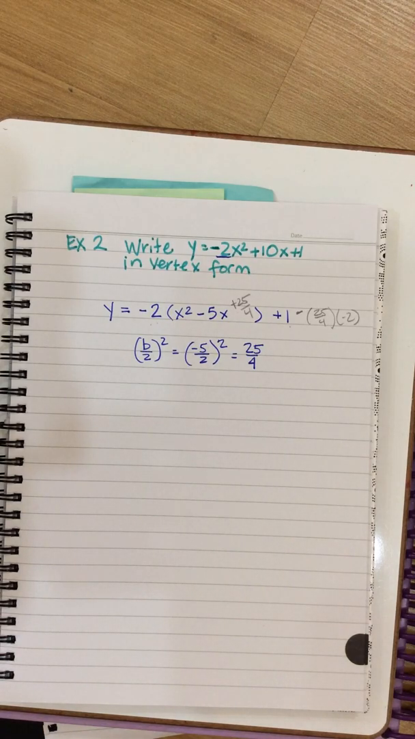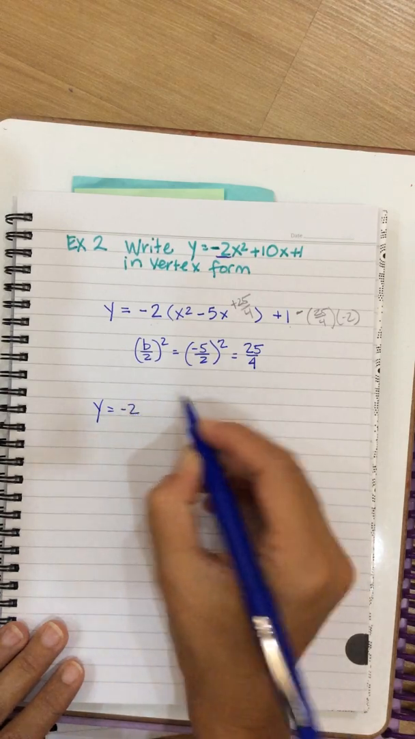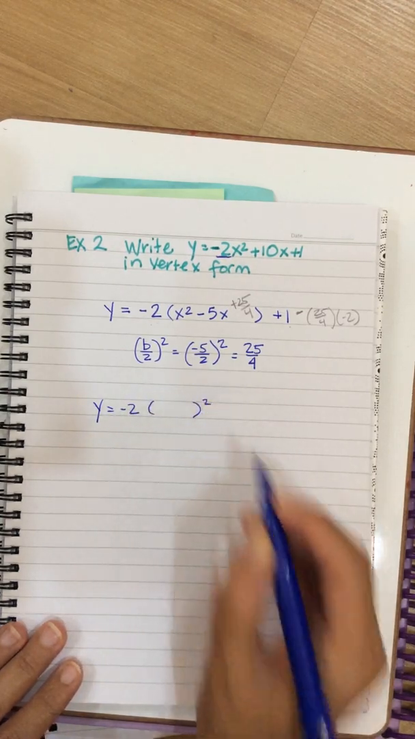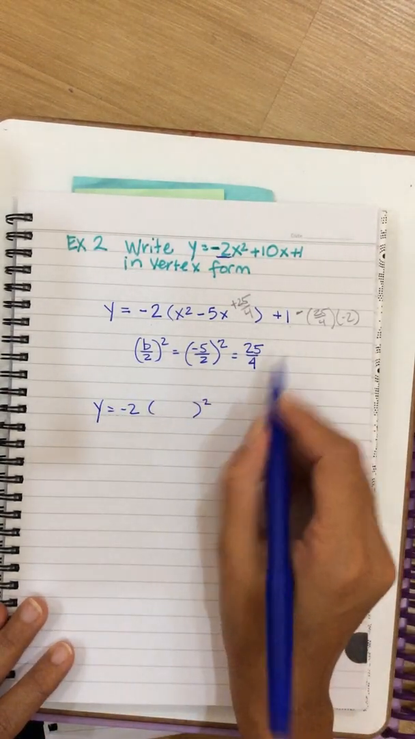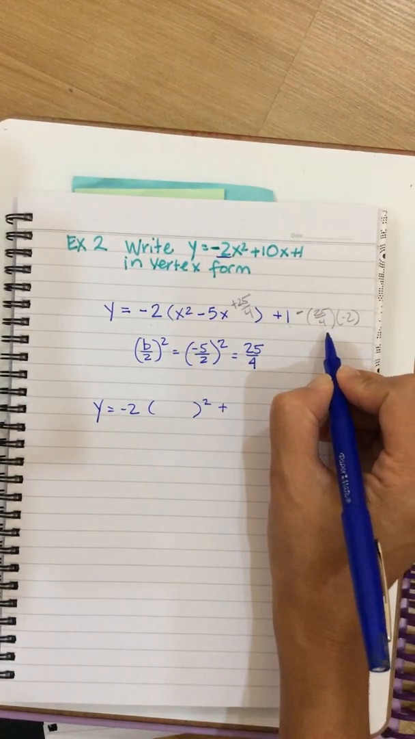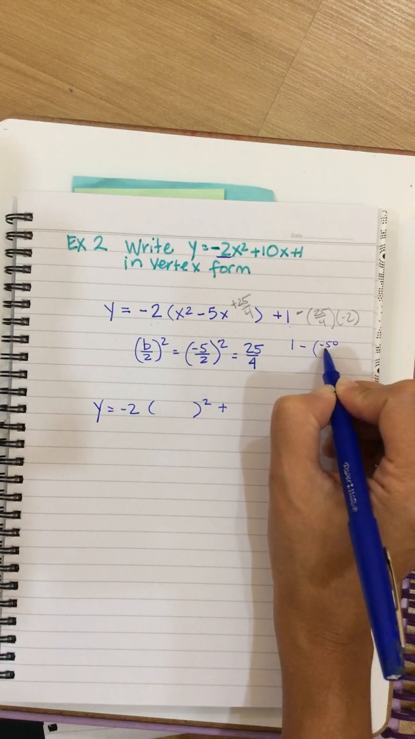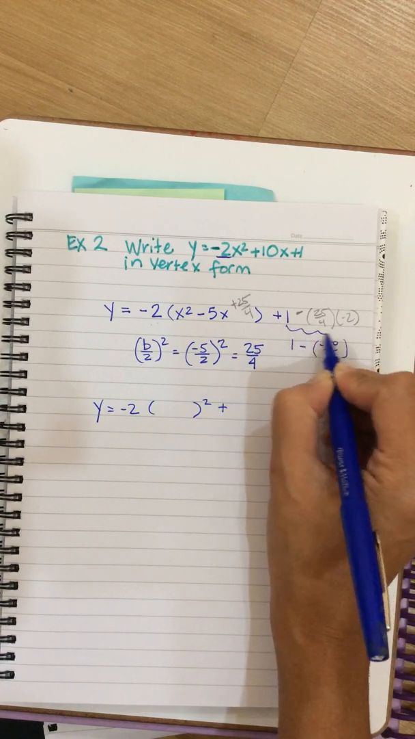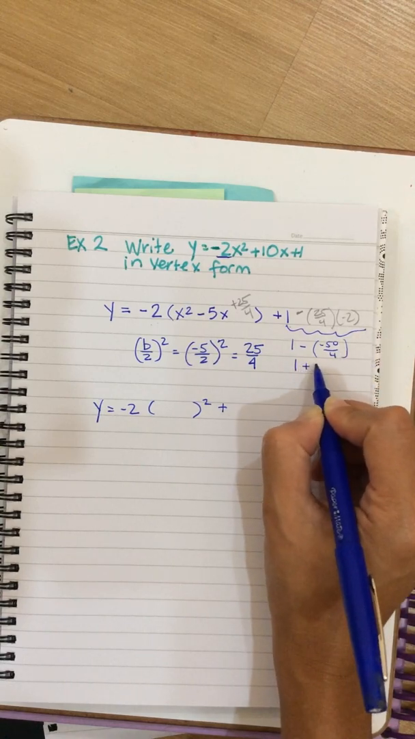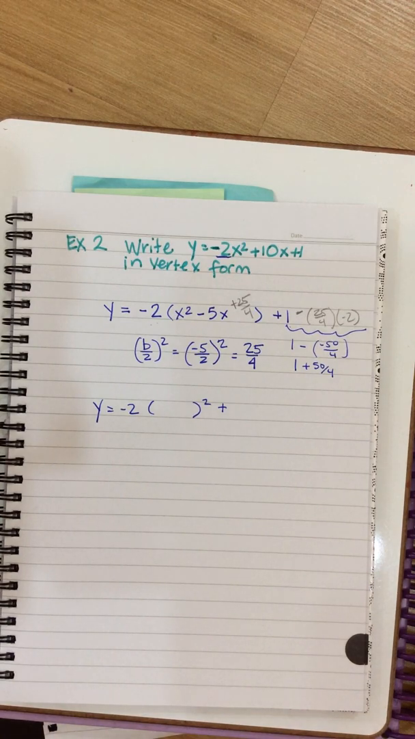Okay, so now let's keep going here. What do I have now? I have y equals negative 2, and I'm going to have something squared in there. And then what's left out here? Let's just deal with all this first. Plus, this becomes 1 minus negative 50 over 4. So I'm just dealing with all this right now, which becomes 1 plus 50 over 4. Well, what's 50 over 4? It's 25 over 2.